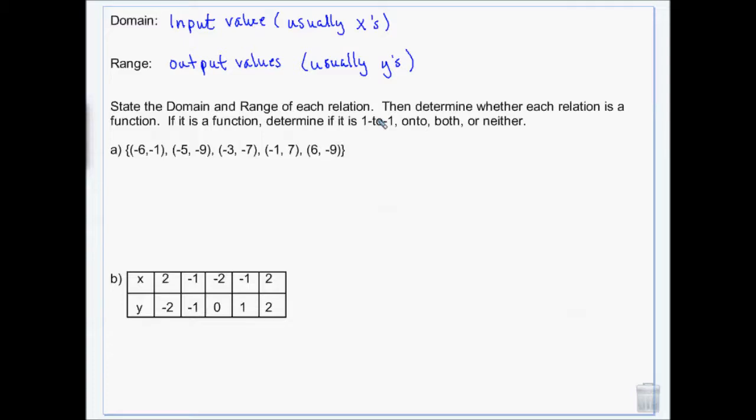So, naming domain and range. The domain is the X's. So I go through, and for my domain, I'm just going to list the X's. So I have -6, -5, -3, -1, and +6.